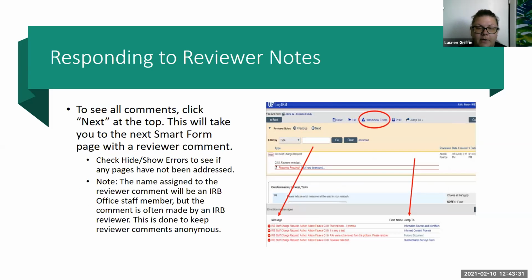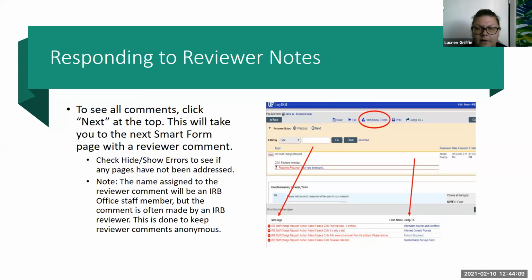So a couple little tricks for going through this. If you click on this button at the top that says Hide Show Errors, you'll be able to see more specifically what smart forms need your attention. There's a lot of smart forms, there's a lot of questions that we asked you to respond to. And this is a way of having them all pop up. You can jump to the individual form so you don't have to look back and forth. It'll tell you exactly what needs to be changed, and you can just jump there and make that correction. So it's a really nice way of viewing the specific things that we're asking you to change or clarify.